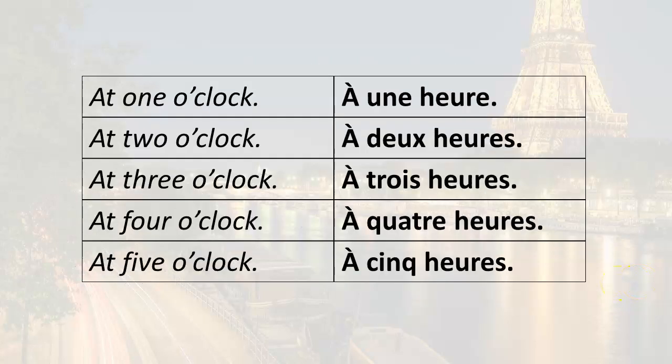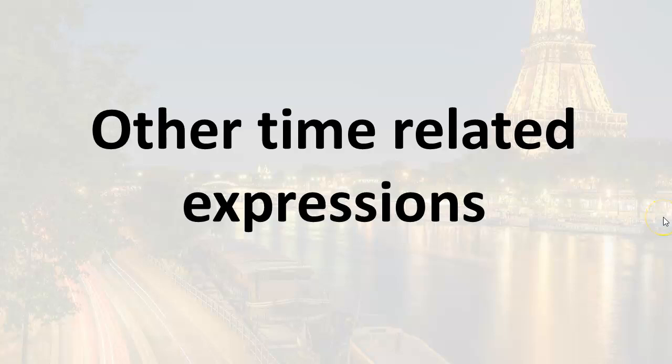You also learned the expression for at a particular time: at 1 o'clock, à 1 heure, at 2 o'clock, à 2 heures, at 3 o'clock, à 3 heures, at 4 o'clock, à 4 heures, at 5 o'clock, à 5 heures. Okay, so here's the extra part of this lesson, some other time-related expressions.